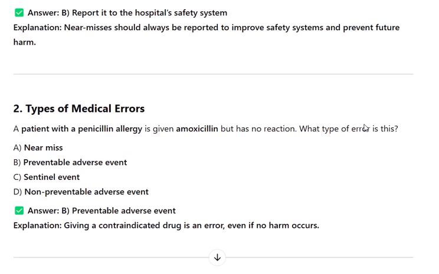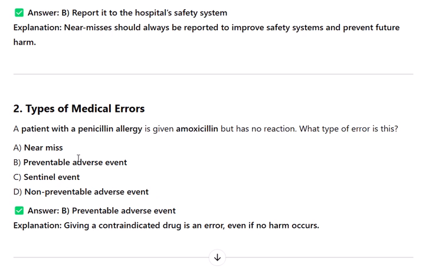2. Types of medical errors. A patient with a penicillin allergy is given amoxicillin but has no reaction. What type of error is this? A. Near miss. B. Preventable adverse event. C. Sentinel event. D. Non-preventable adverse event. Answer: B. Preventable adverse event. Explanation: giving a contraindicated drug is an error, even if no harm occurs.